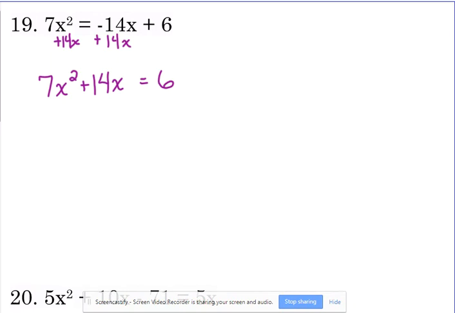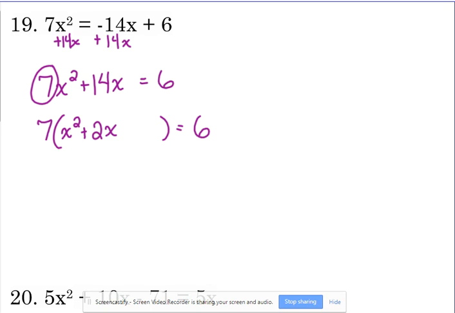Okay, so it would be great if we could divide all those by 2, but 7 is not divisible by 2, so we can't reduce it at all. Let's proceed with completing the square. What did we do when our a was not 1? We factor that number out, so we've got x squared plus 2x is equal to 6.